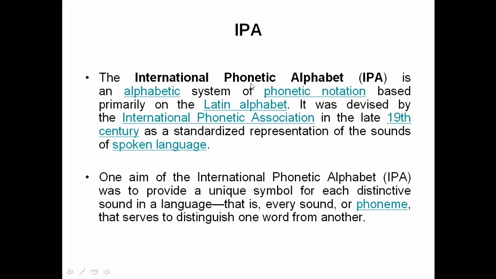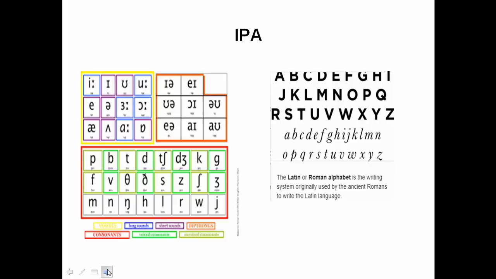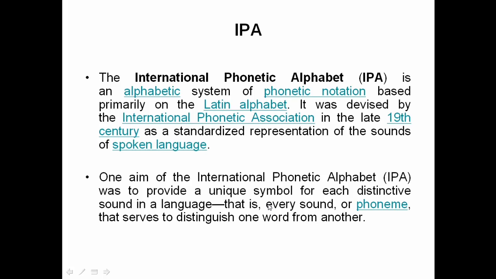designed by IPA, the International Phonetic Alphabet, and it is an alphabetic system of phonetic notation, just like we have scientific notation. It is based on the Latin alphabet. What is the Latin alphabet? These are the Latin alphabet, capital and small. That's why you find that the majority of these sounds resemble the Latin alphabet. Okay, so it was devised in the late 19th century. One aim of IPA was to provide a unique symbol for each distinct sound, that is, every sound or phoneme that serves to distinguish.